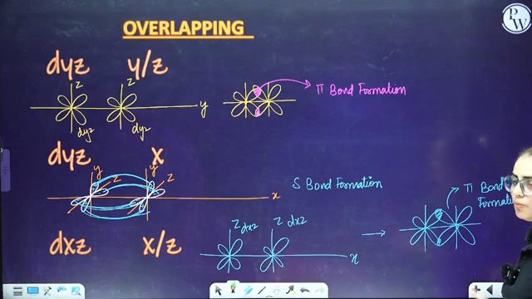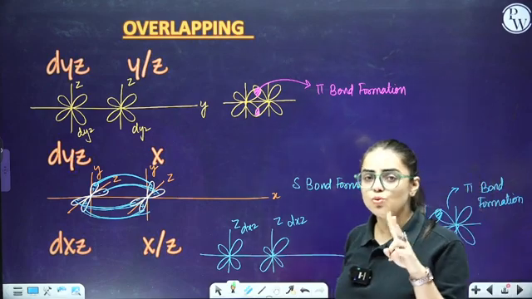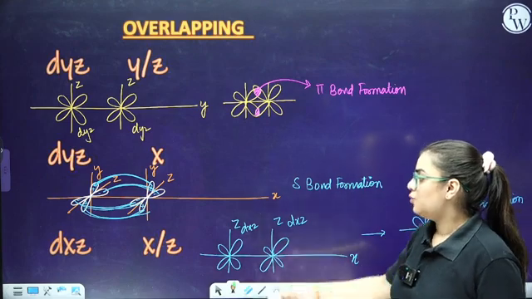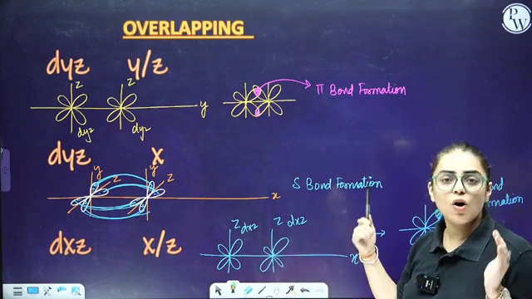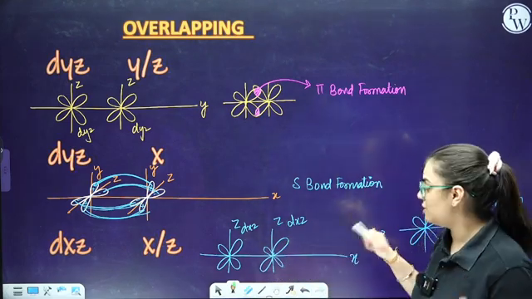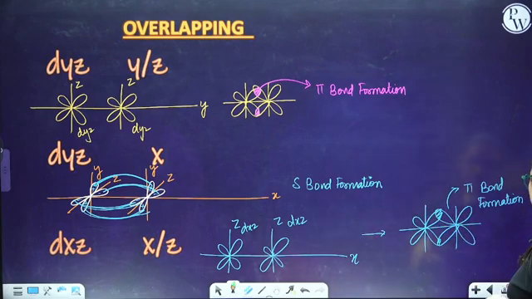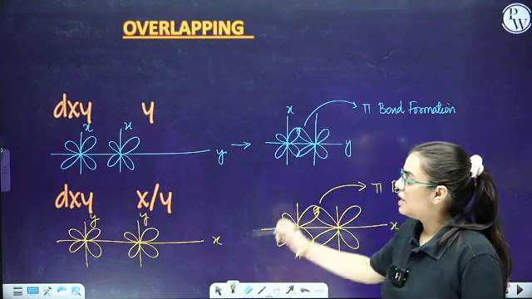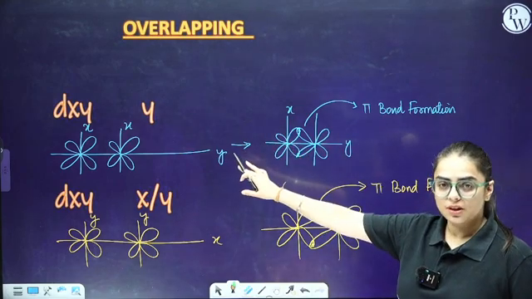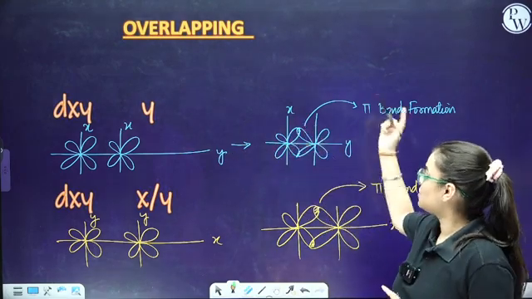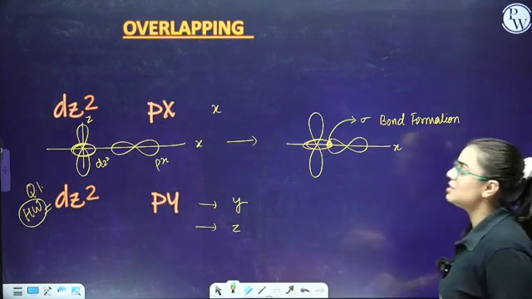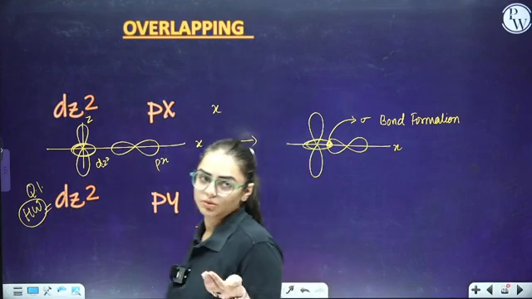Next part, if you take 2 dyz on the y or z axis, you are going to obtain pi bond. But if you take dyz on the x axis, you will obtain delta bond. Now, if you take dxz on the same axis, you will obtain pi bond, but when you take on a different one, it will be delta bond. Next, if you take 2 dxy, on y axis you will obtain pi bond, on x axis you will form pi bond, but on the z axis it will form the delta bond.